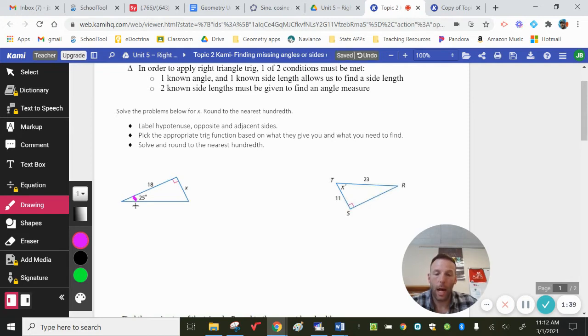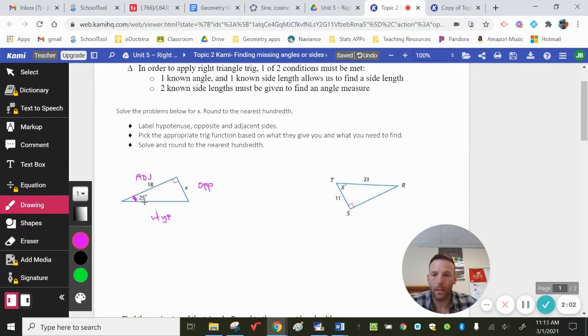Which side is the opposite side? That's over here. I'll label this as my opposite. Which side is the hypotenuse? That's the one across from the right angle. So here's the hypotenuse over here. And which side is the adjacent side? That's the remaining side next to the angle. All right, so now I know which sides are which according to this reference angle.